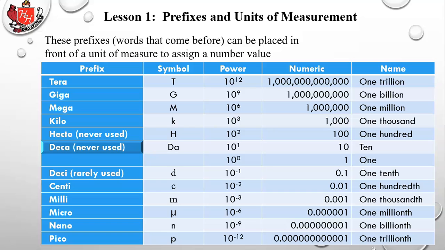Milli is 1/1,000th, micro is 1/1,000,000th, nano is 1/1,000,000,000th. We use that a lot with light when we talk about light energy. And pico is 1/1,000,000,000,000th. Sometimes we talk about that in terms of picometers, in terms of the distance across atoms or something of that nature.